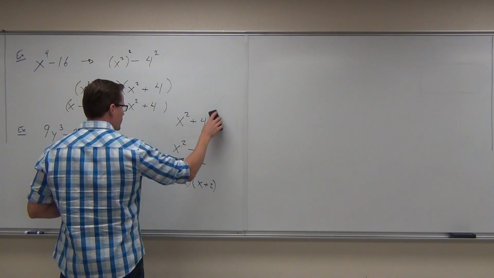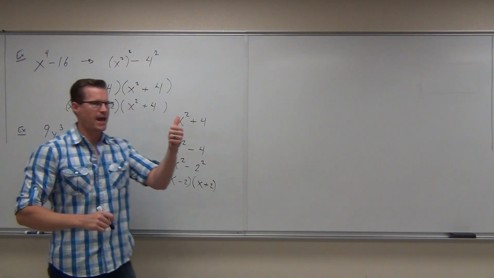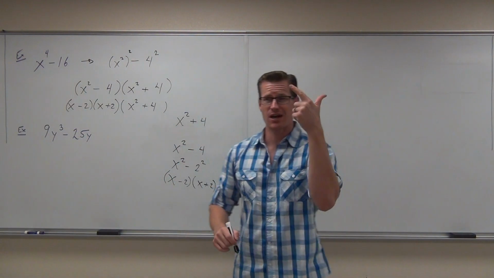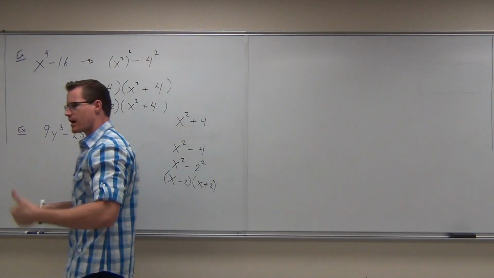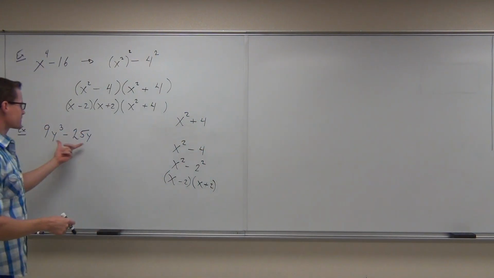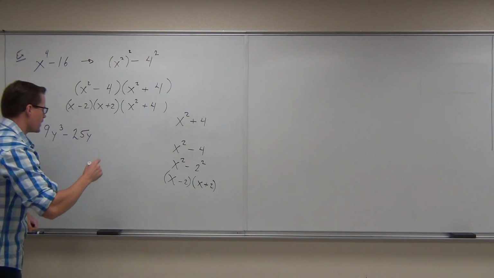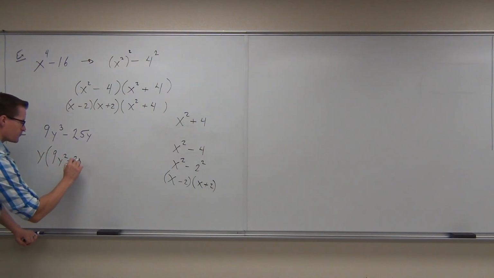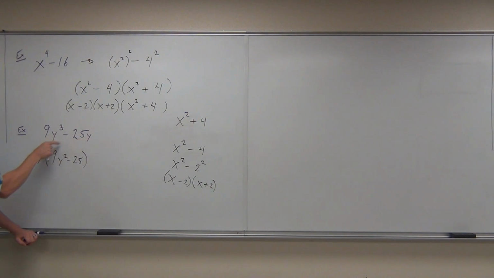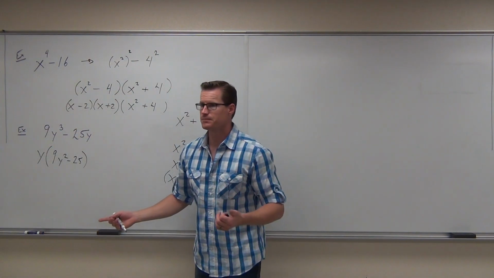Let's do this next one. We already briefly talked about it. Order, yeah. First term positive, sure. GCF, is there a GCF? Yes. So before we do anything like this, you got to factor the GCF. Otherwise, this doesn't even fit the difference of squares idea. It's not even a square, so we'd get stuck on that. If we factor out our GCF, which is y, we get 9y squared minus 25, because we divided away 1y from each term. Now, are we done?